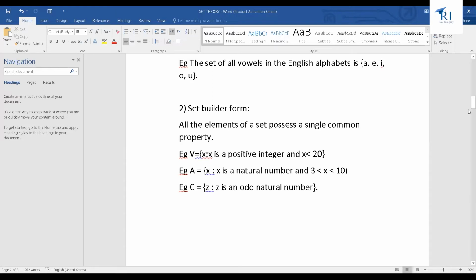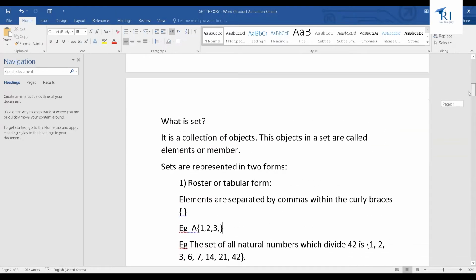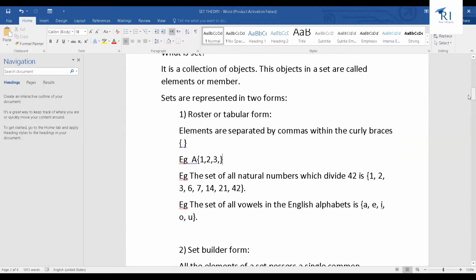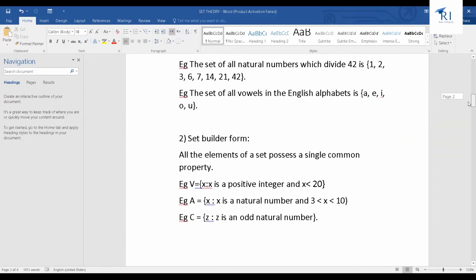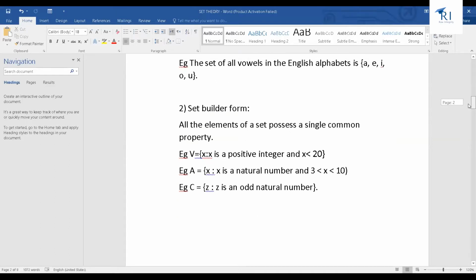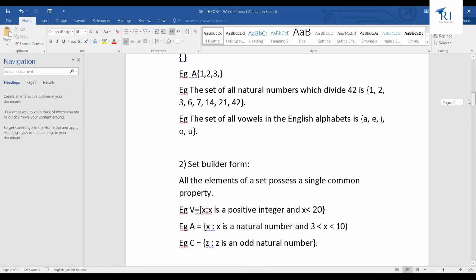As we said, what is a set? A set is a collection of objects, and these objects are known as elements or members. Sets can be represented in two forms: roster or tabular form, where the elements are separated by commas and enclosed in curly braces, and the second is set builder form, where all the elements of a set possess a single common property. They all have the same common property. Okay, that's all about sets. Is it clear?